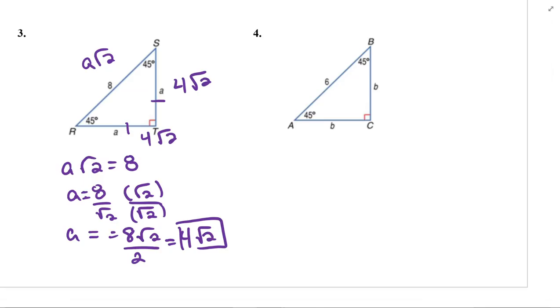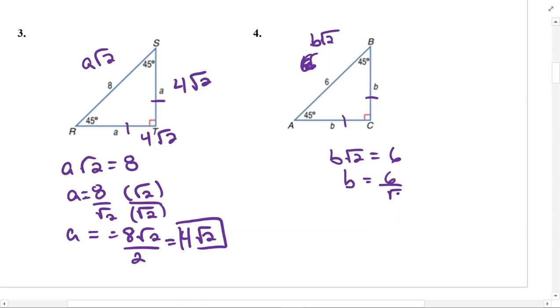In the next problem, we have that the hypotenuse is 6, and both of the sides are congruent. So if this is B and this is B, this would have to be B rad 2. So B rad 2 equals 6. Divide both sides by rad 2. Rationalize. So we'd have 6 rad 2 over 2. So B would equal 3 rad 2.